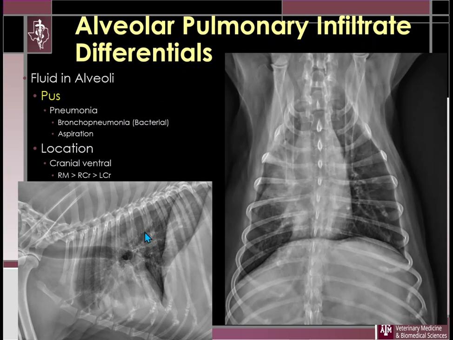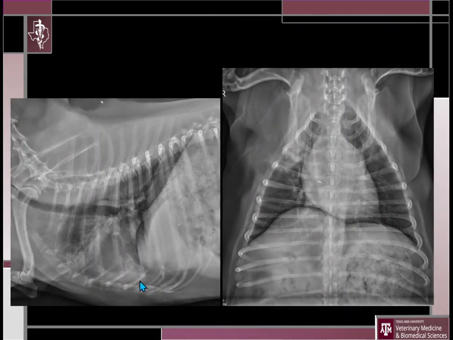Pus, or bronchopneumonia, tends to occur cranially and ventrally within the lungs. The right middle lung lobe is the most commonly affected because it's the smallest lung lobe, and then also the right cranial and the left cranial lung lobes are often frequently affected as well, because when you have bronchopneumonia, the infection comes through the trachea and enters through the airway, and these are the bronchi that come off first. So you will get pneumonia like bacterial bronchopneumonia, or you can get aspiration, and they will both look radiographically similar with this cranial and ventral distribution.